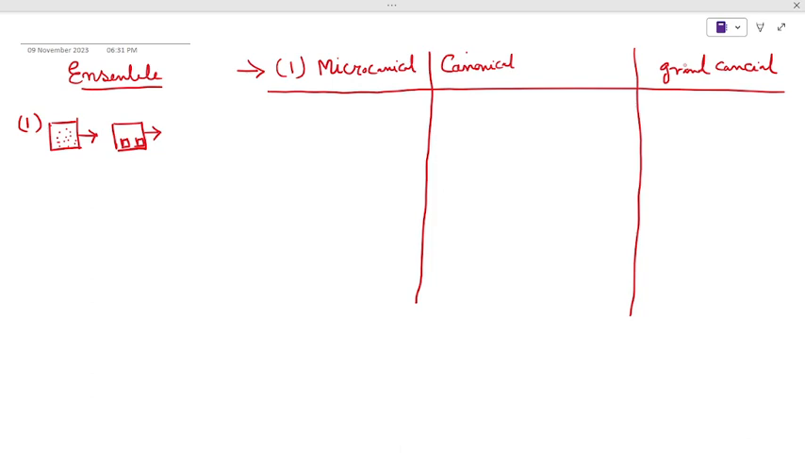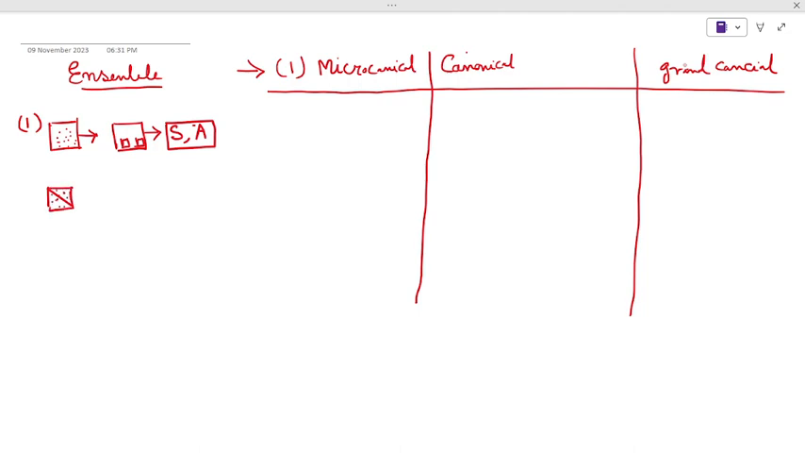Like from S, we get the S value, and we can get the Helmholtz free energy A value. We can get these thermodynamic parameters from creating the ensemble. So there are different types of systems we find in our universe. Like this is a system.